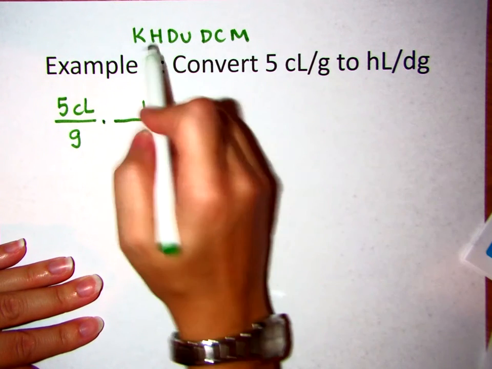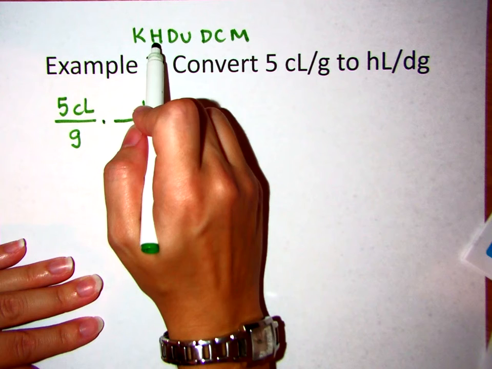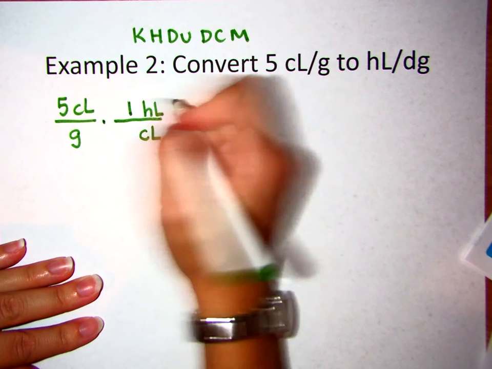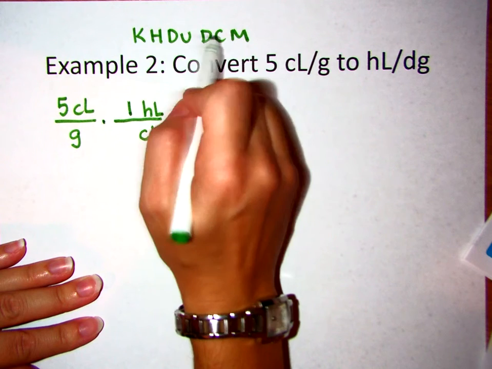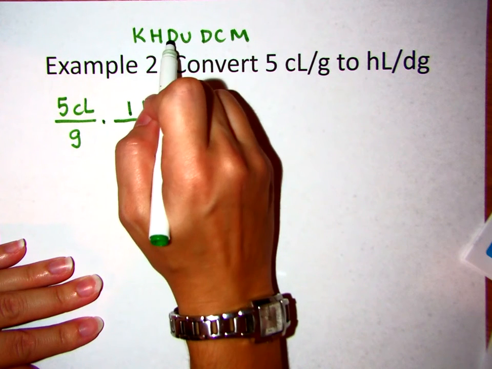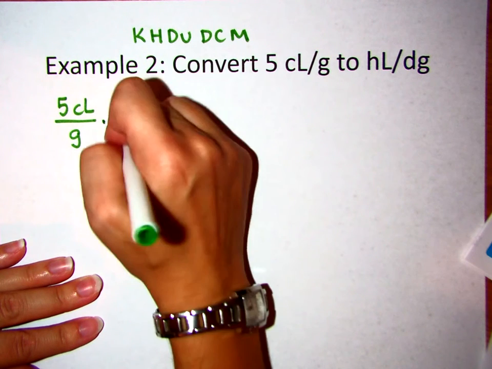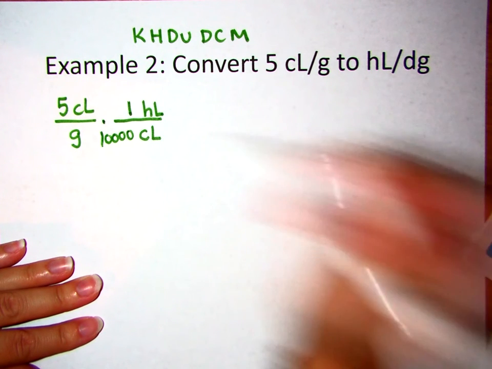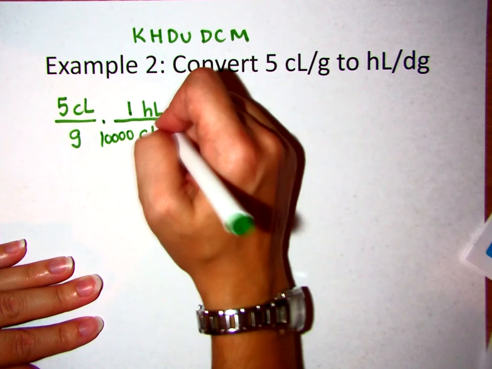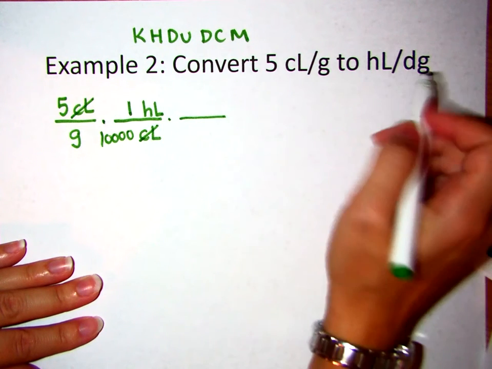Which one's farther to the left? Well, the hectoliters is. So the larger one gets the 1. And then we have to look how many times we have to move from the H to the C. Well, that would be 1, 2, 3, 4. So that's 4 zeros with a 1. So 1 hectoliter is equal to 10,000 centiliters. Now let's take our centiliters, we'll cancel them out. And now we're going to go and try to get rid of grams.